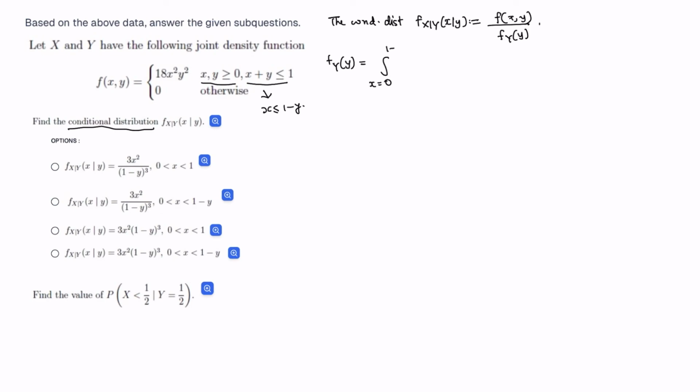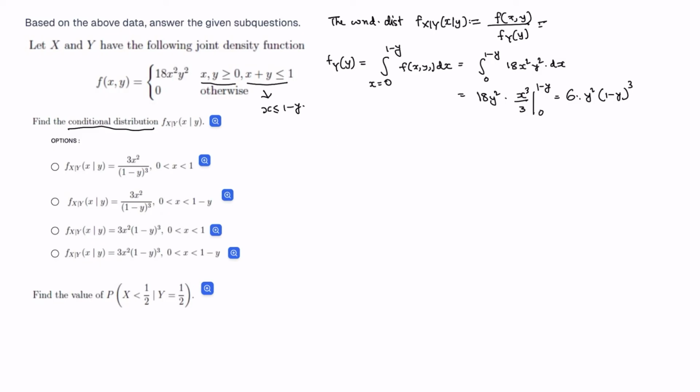So we can say x is running from 0 to 1 minus y, and what is the integrand? The integrand is f of x comma y dx, which can be rewritten as the integral from 0 to 1 minus y of 18 x square y square dx. Now 18 and y square are not dependent on x, so let me pull that outside. Now I will obtain x cube by 3 from 0 to 1 minus y. So this can be written as, let me remove 18 by 3 and write it as 6, so 6 times y square times 1 minus y whole cube. That is the idea. So this is the marginal distribution.